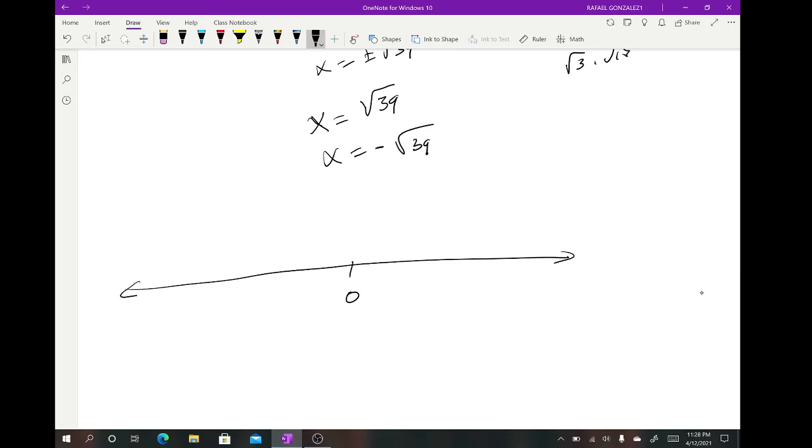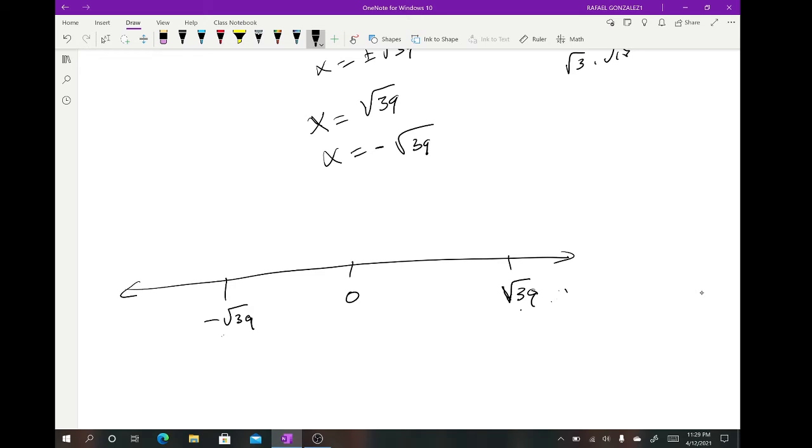So let's say I have 0 here. Somewhere here I will have radical 39, and somewhere here I'm going to have negative radical 39. That I know for a fact, because this is a positive number, this is a negative number. One of them is going to be to the right of 0, the other one is going to be to the left of 0. The question is, what are the test points? What number is less than radical 39? What number is bigger than negative radical 39? And bigger than plus radical 39.